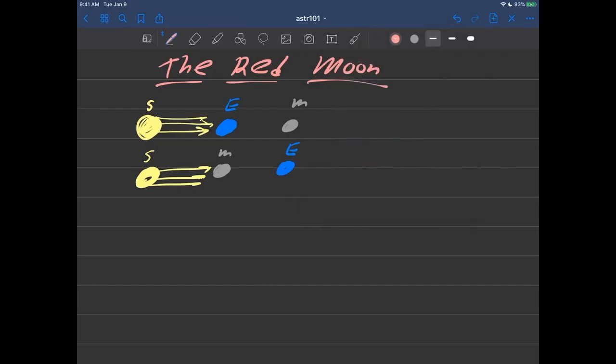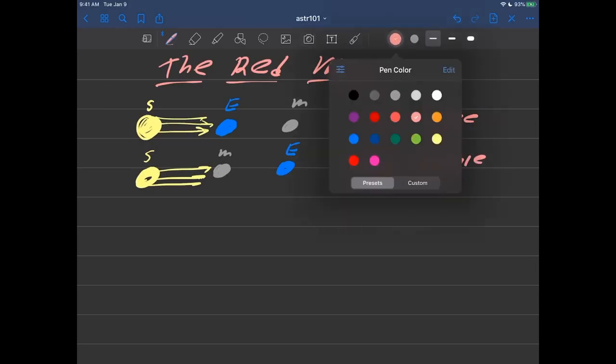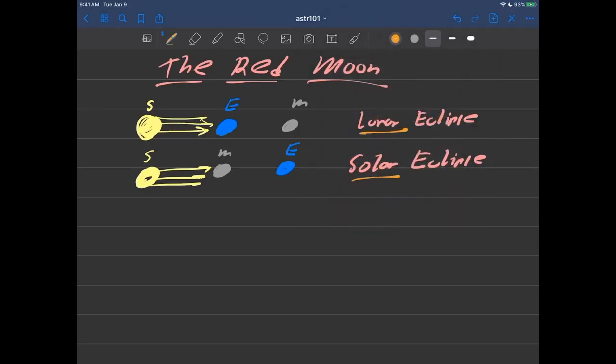And the first one, where the earth moves in the way, is called a lunar eclipse. And where the moon moves in the way, this is called a solar eclipse. And you can always remember these because the term in the front always refers to the thing that's being blocked. So when it's a lunar eclipse, it's the moon that's being blocked by the earth. When it's a solar eclipse, it's the earth being blocked by the moon.